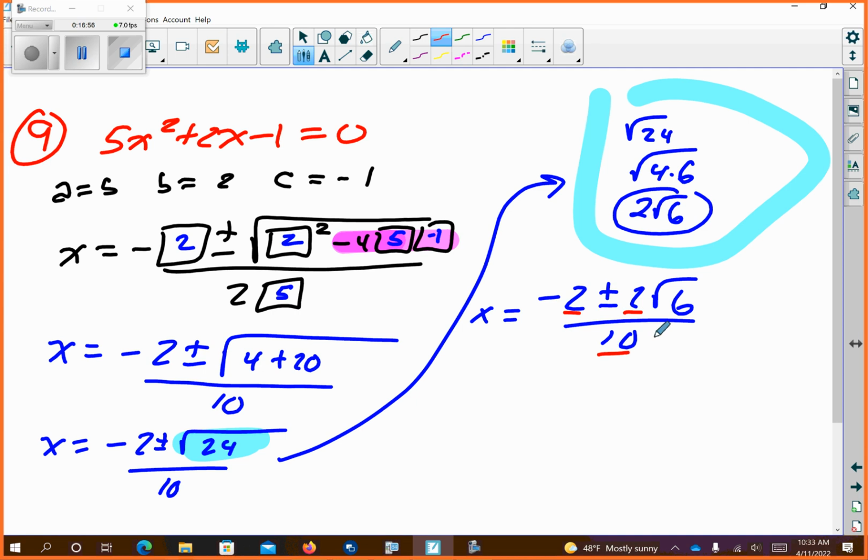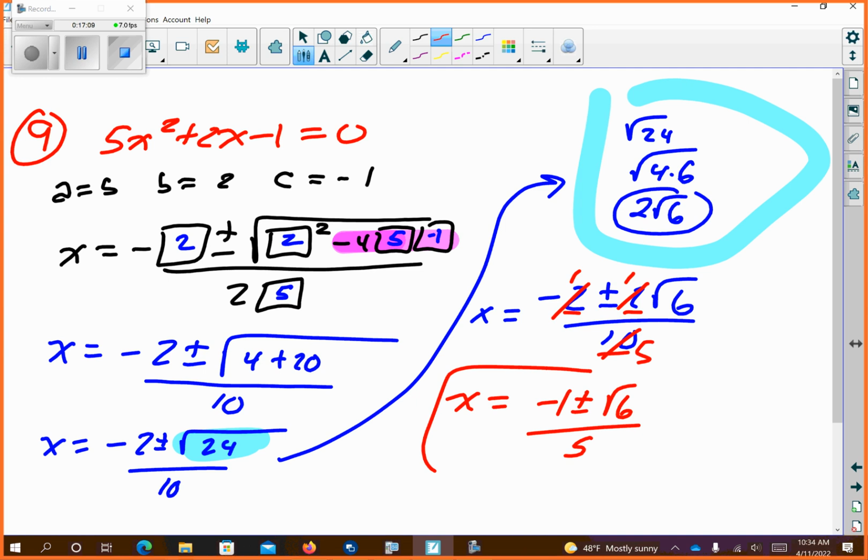So all of that's outside. 2 goes into everything. So 2 goes into itself once, 2 goes into itself once, 2 goes into 10 5 times. So I get -1 plus or minus root 6 over 5. And there's my answer. You can't go any further. Leave it just like that.